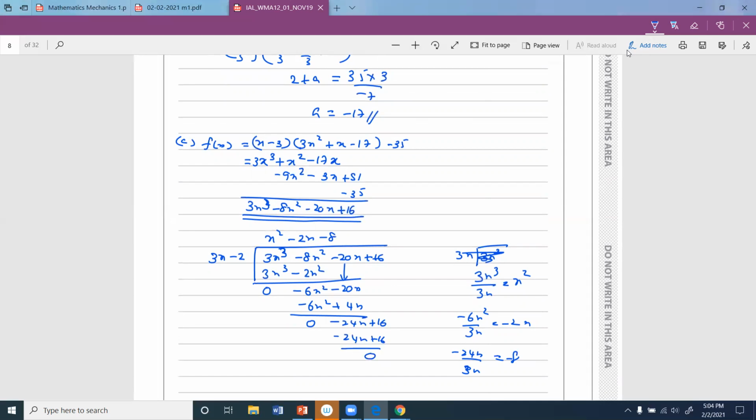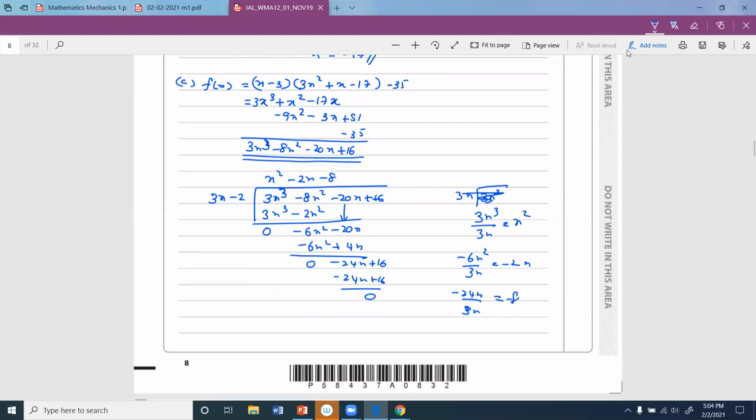The answer is 0. Then you can write f(x) in this format. f(x) equals 3x minus 2 is one part of it. The other part is x squared minus 2x minus 8. Now see whether this term can be factorized further. Yes, this turns out to be (x minus 4)(x plus 2). You can write the final answer with that. That's a way of getting this answer.